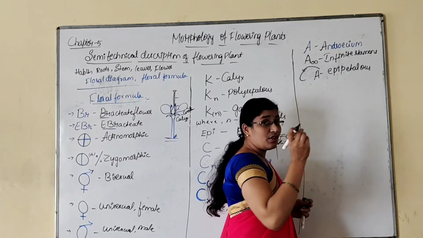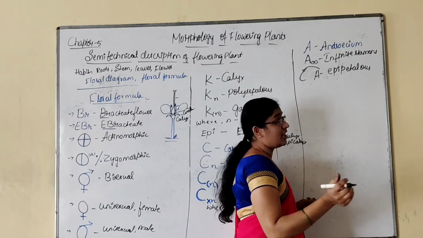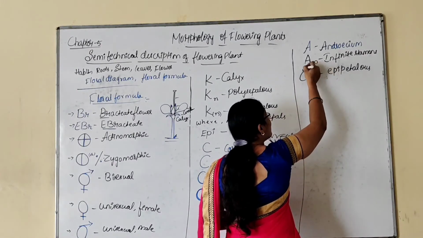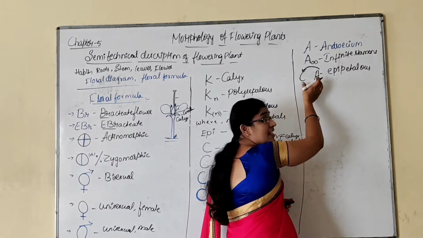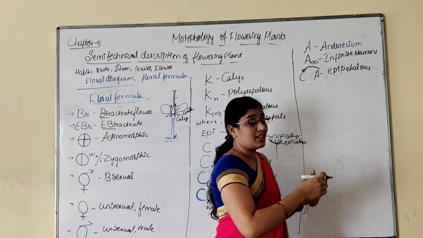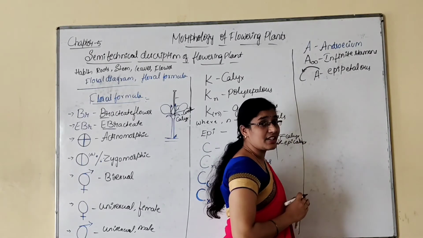So to show the fusion here, we will be writing an arrow mark above these two whorls. So this indicates the fusion. So this is the epipetalous condition.